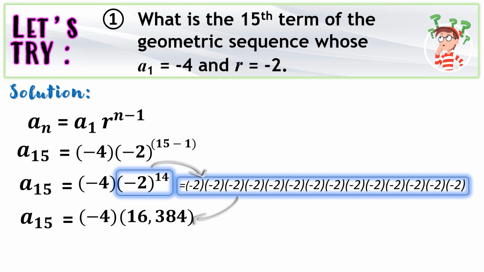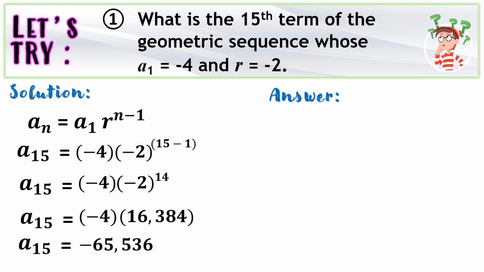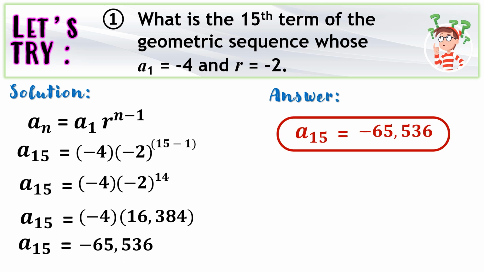Okay. And then, our a sub 15 is equal to negative 4 times 16,384. And that will give us negative 65,536. So, what is the 15th term of the geometric sequence whose a sub 1 is negative 4 and common ratio is negative 2? We have the a sub 15 is negative 65,536.